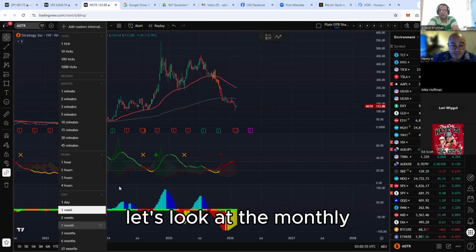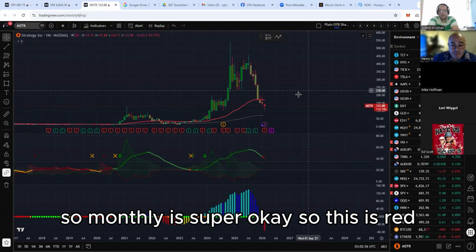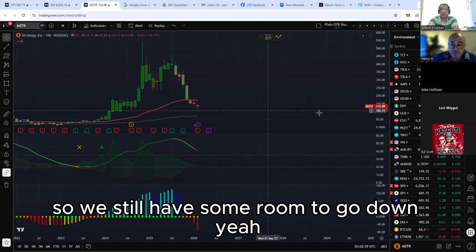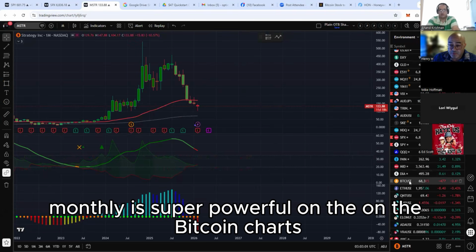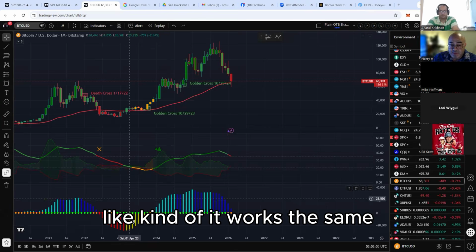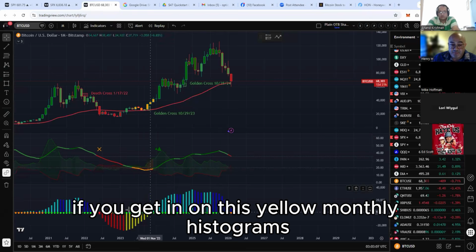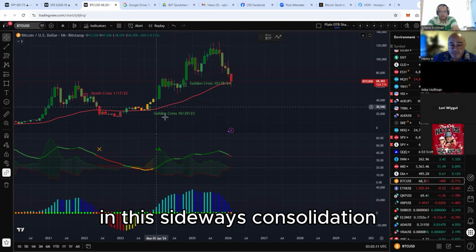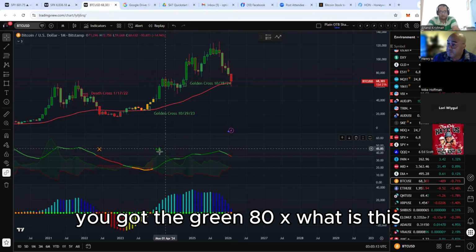Let's look at the monthly. So this is red. So we still have some room to go down. Monthly's super powerful on the Bitcoin charts. It works the same. If you get in on these yellow monthly histograms in this sideways consolidation, you got the green ADX. What is this? This is 40.